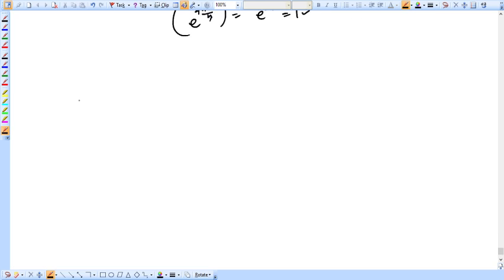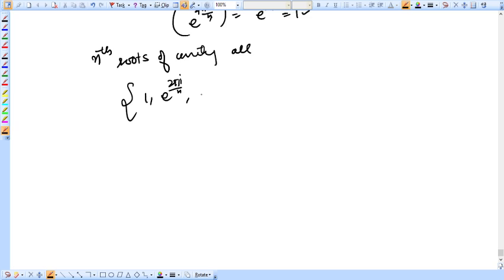So the nth roots of unity can be written as 1, e raised to the power 2 pi iota divided by n, e raised to the power 4 pi iota divided by n, and so on, up to e raised to the power (n minus 1) 2 pi iota divided by n. These are the n roots.